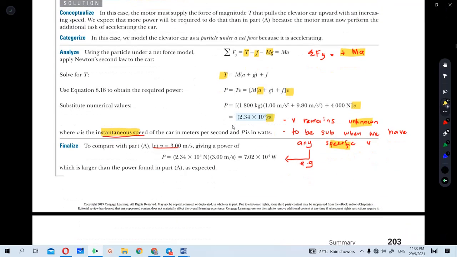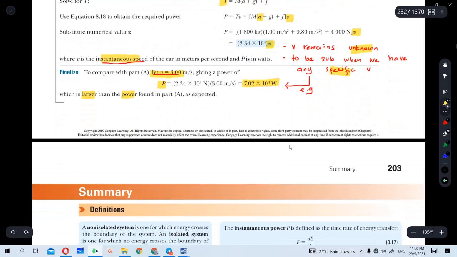If the question states that V is 3 meter per second, then you can calculate the instantaneous power at that specific V, 3 meter per second, as this much. You can see that if the object is accelerating here, then the overall power would be larger. Alright guys, that's all for our chapter 8. Thank you very much.